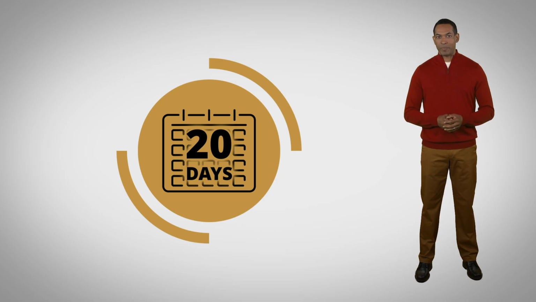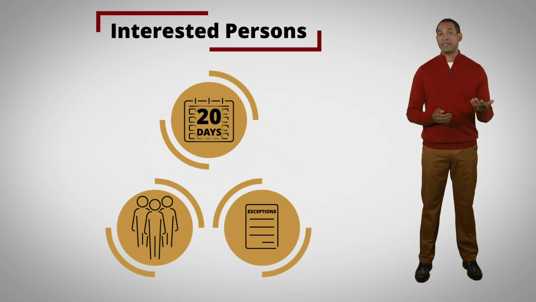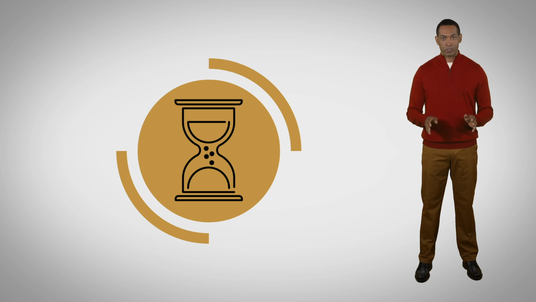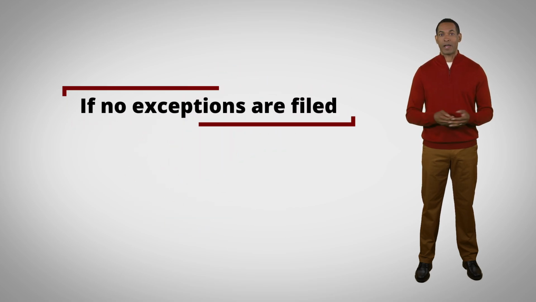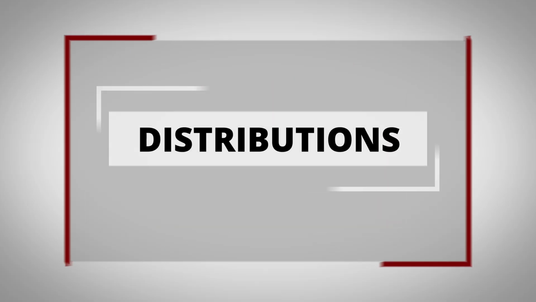Allow 20 days to pass so that interested persons may file exceptions to the orders if they disagree with the account, the commissions, or attorney's fees. Wait until all exceptions are resolved before making distributions. If no exceptions are filed, you may make distributions. Let's talk about this last step, distributions.